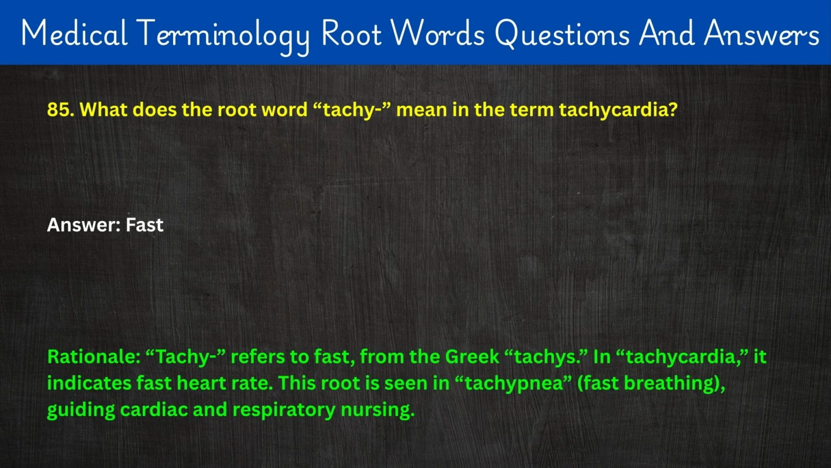85. What does the root word tachy- mean in the term tachycardia? Answer: fast. Rationale: Tachy- refers to fast, from the Greek tachys. In tachycardia, it indicates fast heart rate. This root is seen in tachypnea, fast breathing, guiding cardiac and respiratory nursing.